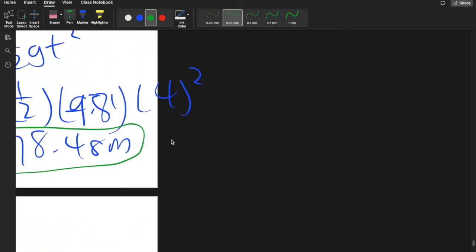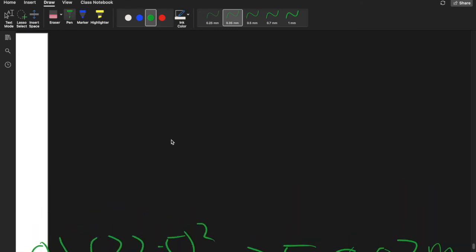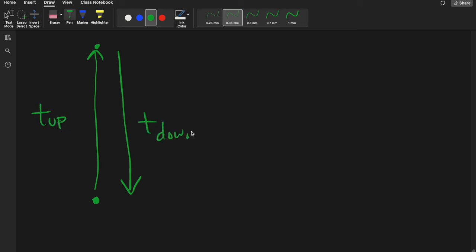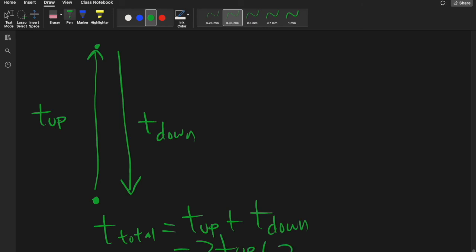So how long does the ball remain in air? Let me draw a picture here. So this is your ball, right? It goes up first, reaches its highest point, and it goes down. And because the vertical displacements are the same, the time for it to go up is equal to the time for it to go down. So the total time is equal to time up plus time down, which is equal to 2 times time up or 2 times time down.